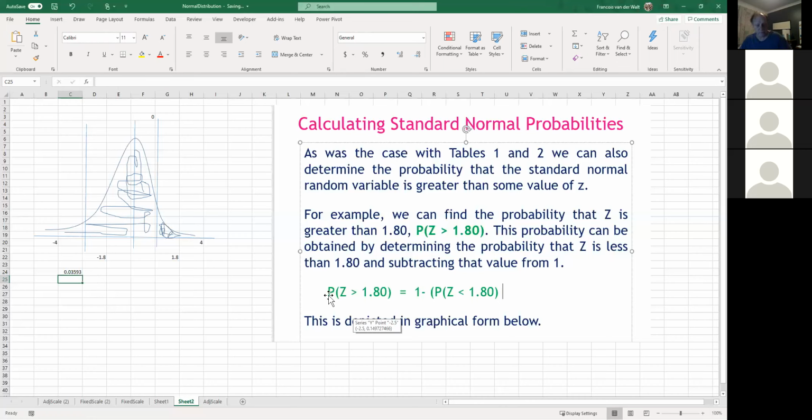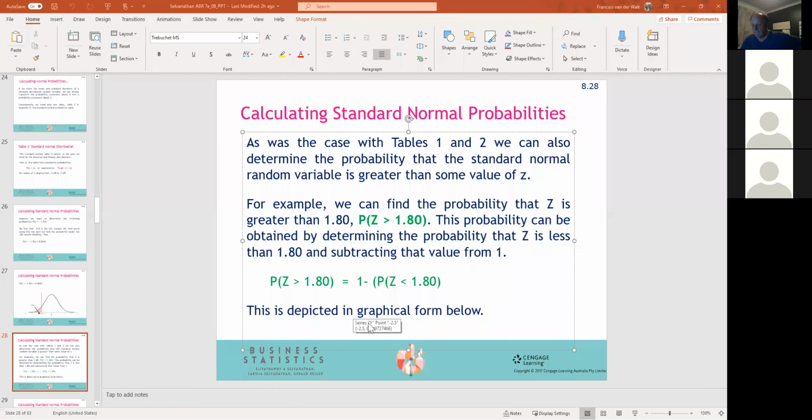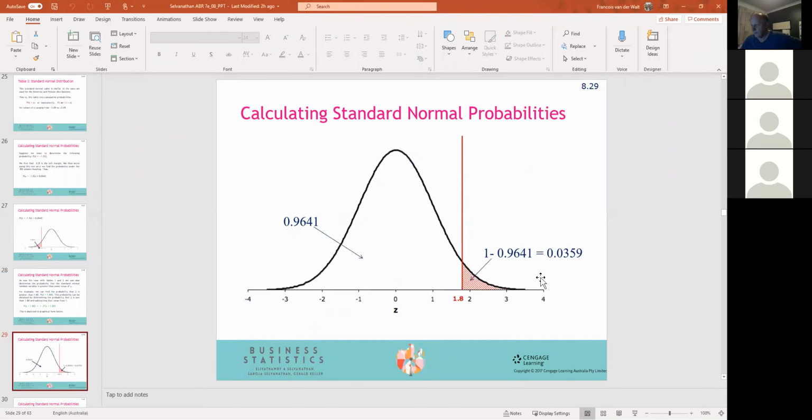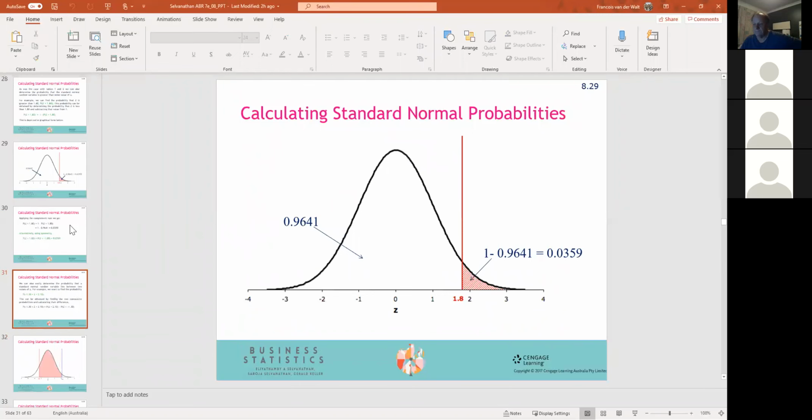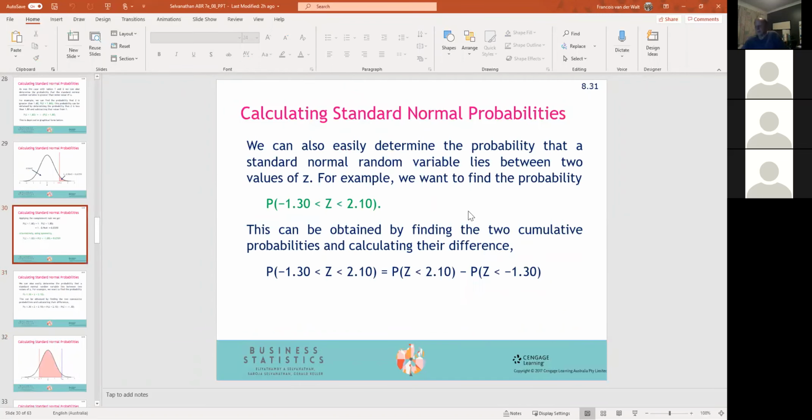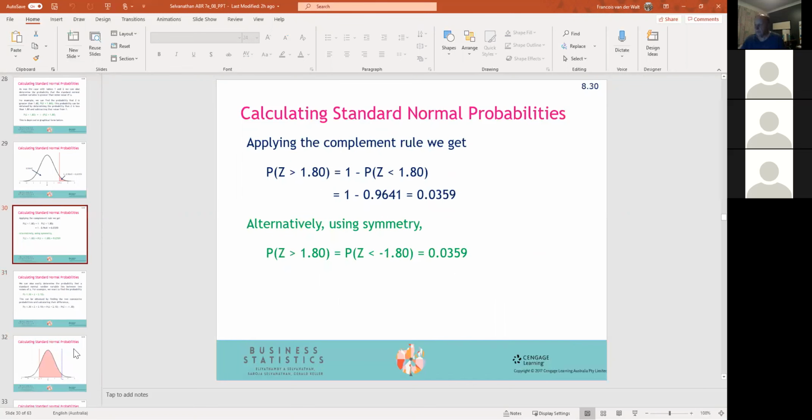Okay, let's go and look at the slides to see where they actually do it. And there you can see it's the same answer, 0.0359, 1 minus, because the formula only gives me this area, but I'm actually only interested in that area. So calculating the standard normal, applying the complement rule, we get this. Alternative using symmetry, which is what I showed you there.